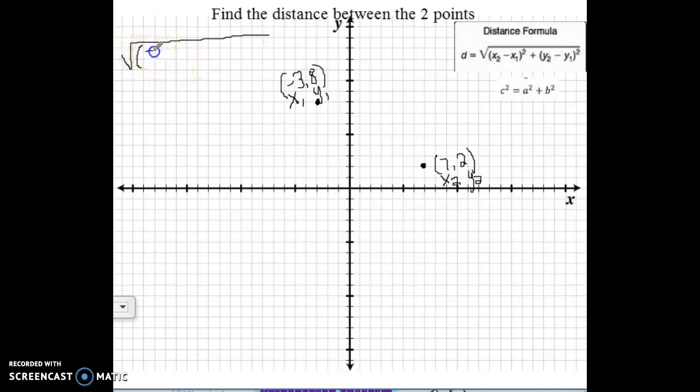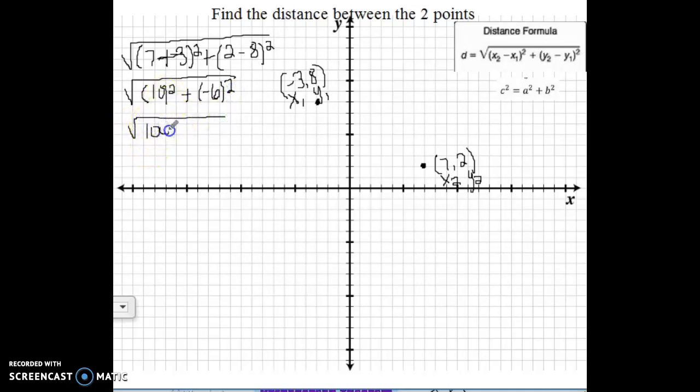x2 is 7, minus x1 is negative 3, y2 is 2, minus y1 was 8. And from here you can use your calculator or your brain. Two negatives make a positive, so 7 plus 3 is 10. And then here 2 minus 8 is going to be negative 6. 10 squared is 100. Negative 6 squared is 36.